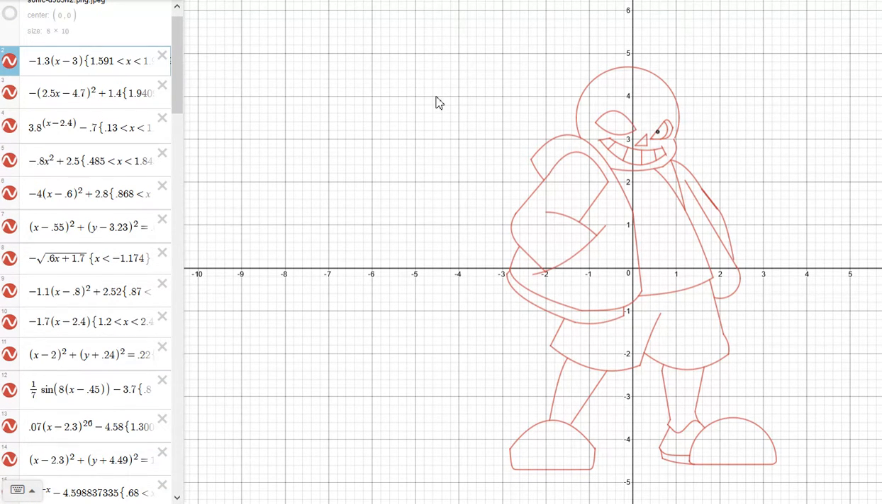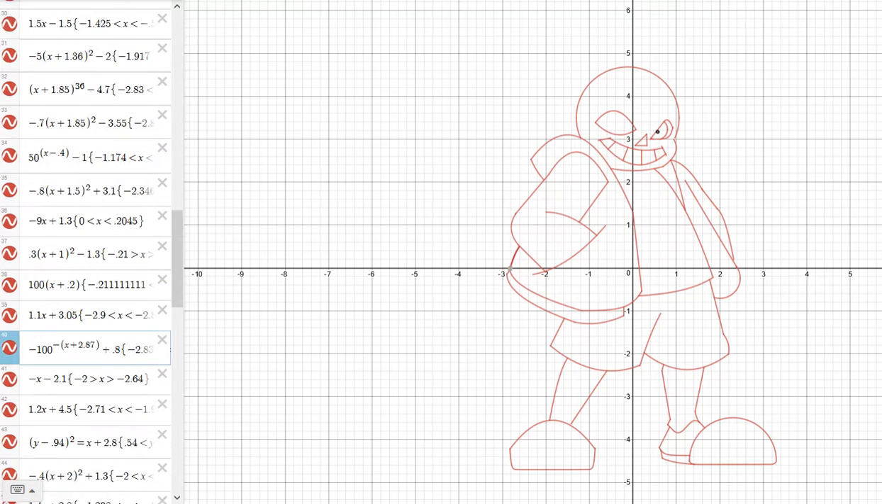This line is an example of translating right 3 units because it's y = -1.3(x - 3), which subtracts the 3 from x. This function is an example of translating left 2.87 units because it adds 2.87 to the value of x.